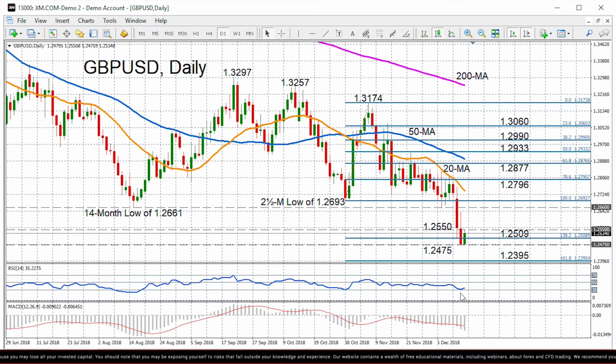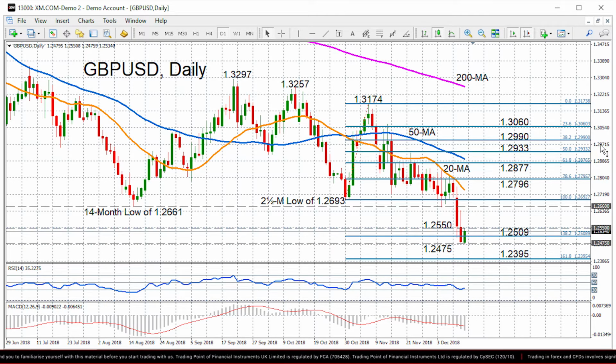At the moment, we can see the RSI is slightly pointing upwards above the 30 oversold area, but the MACD is looking increasingly bearish with the histogram sloping downwards and below the signal line. There is immediate support coming from the 1.2475 level.